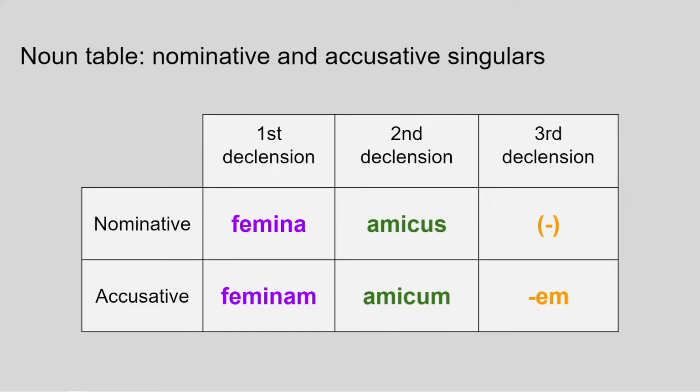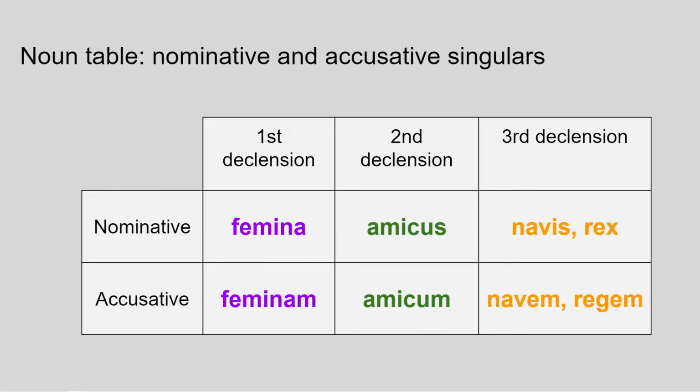The third declension is the weird one. This is the anything else ending for the nominative singular. So, nouns like rex and navis all end up here. However, you'll see that neither of them end with an a, and neither of them end with an us. So that is a helpful hint that they could well be third declension. In the accusative, it becomes easier. You can see they both end in em. Navis becomes navem, and rex becomes regem.